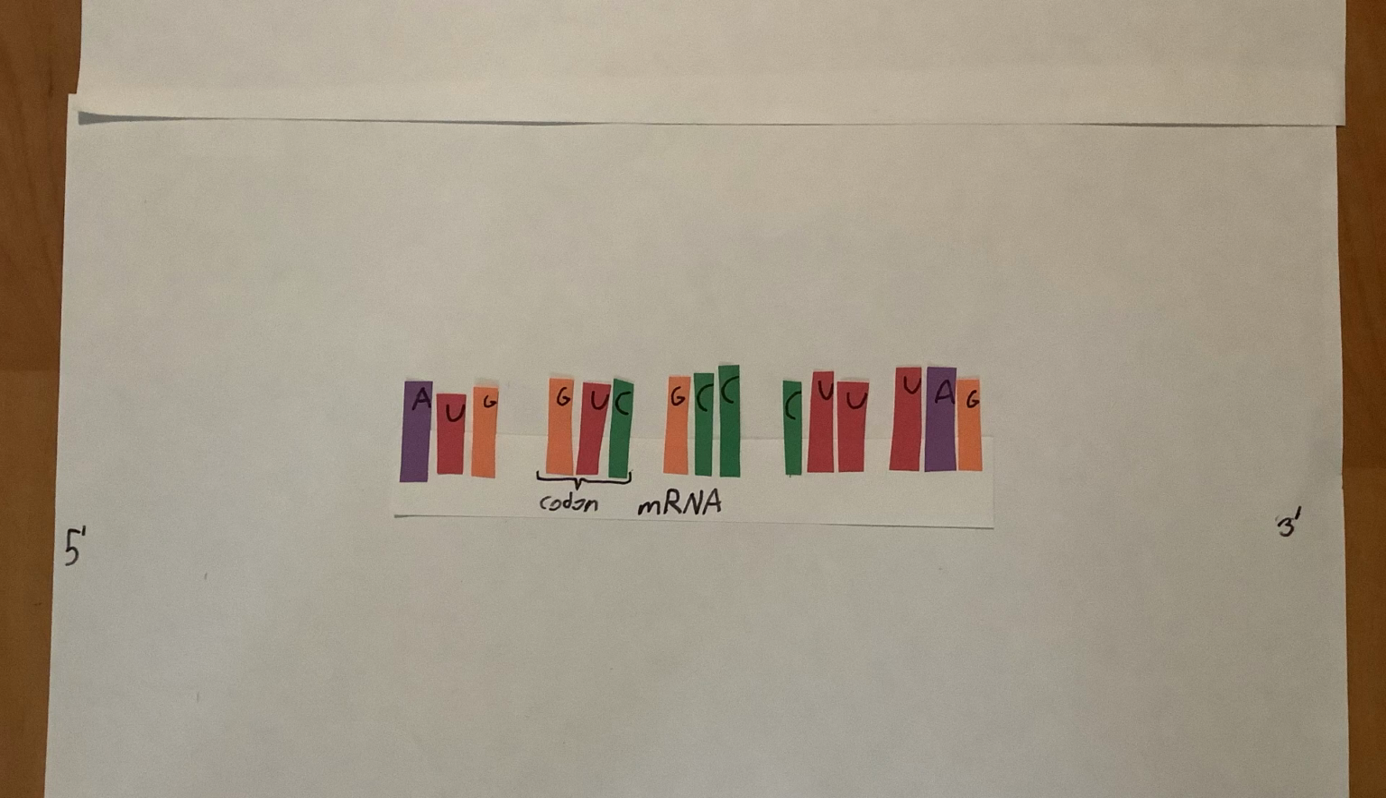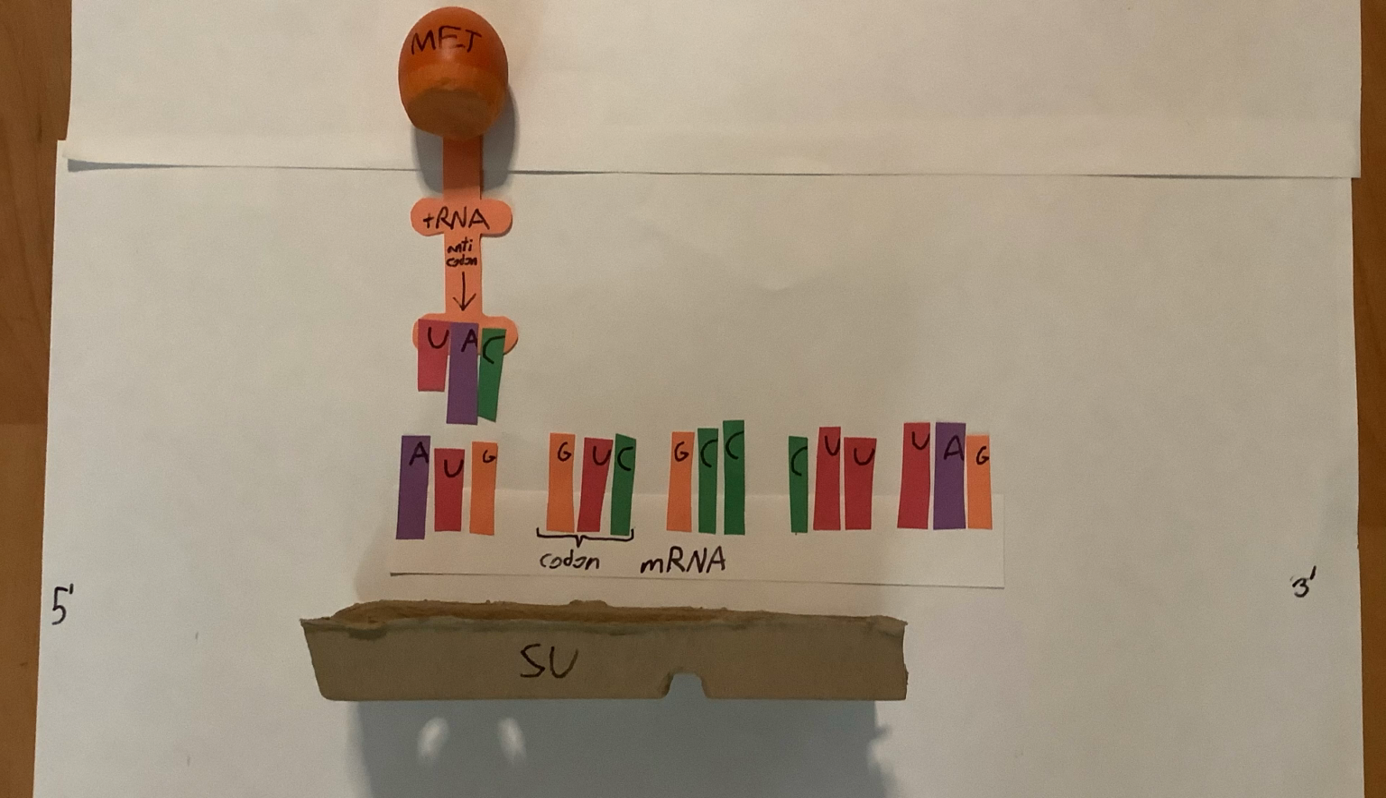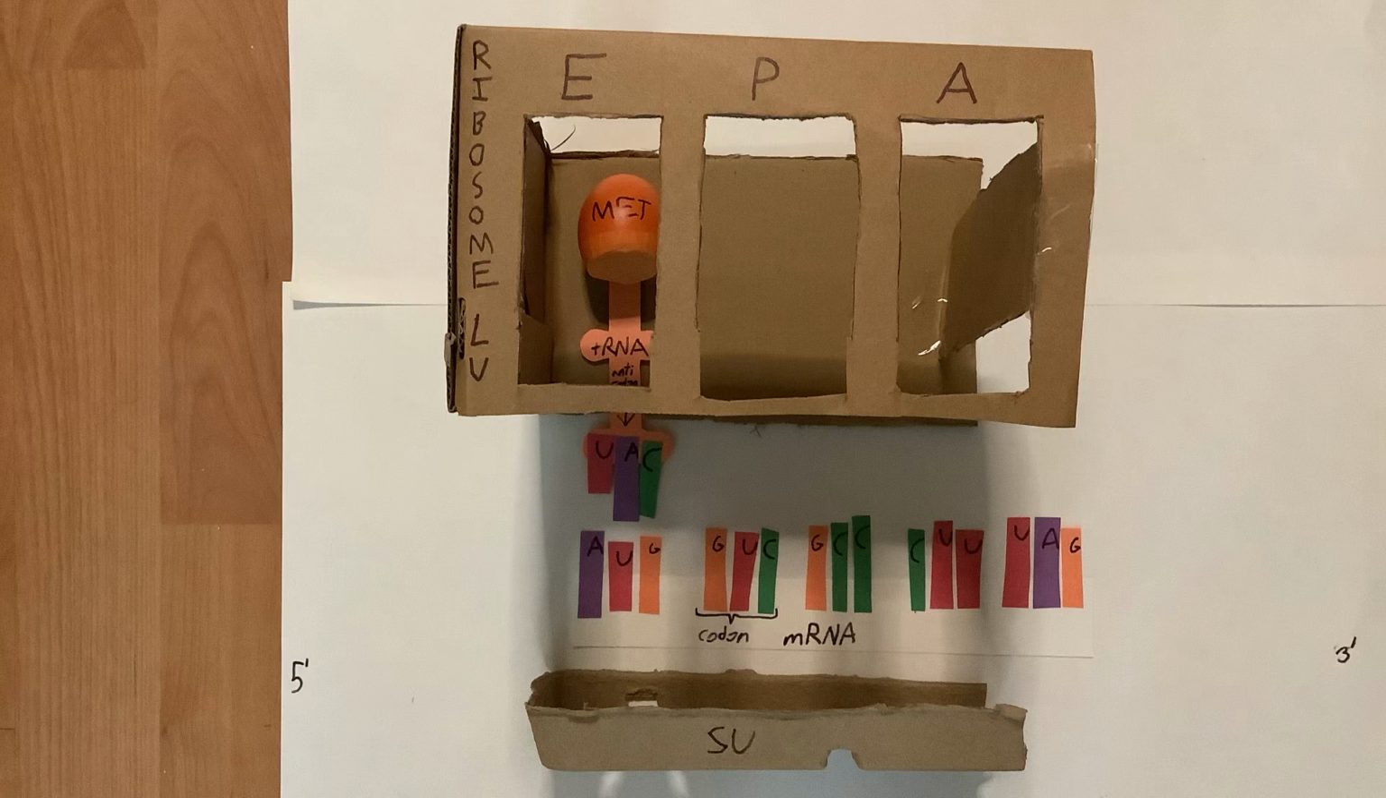Translation begins with initiation in the nucleus. In initiation, the small ribosomal subunit will attach to the 5' end of the mRNA strand in search of the start codon, AUG. This is followed by a tRNA molecule carrying methionine binding to the start codon. The process ends with the large ribosomal subunit binding to the site.